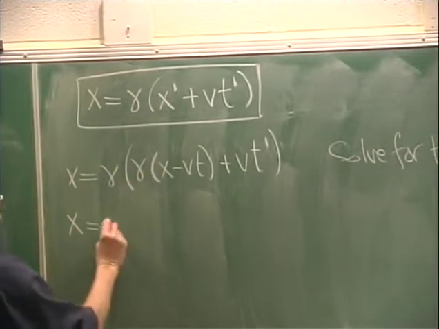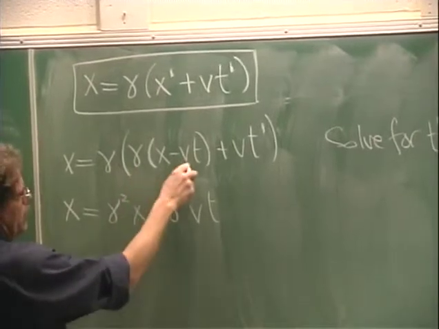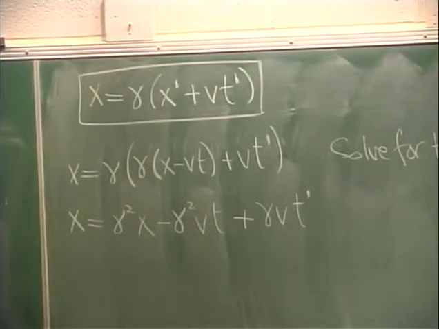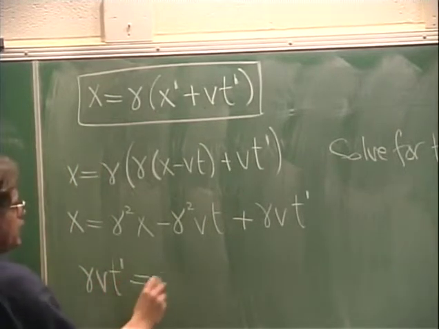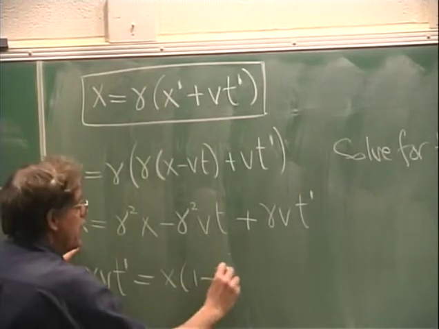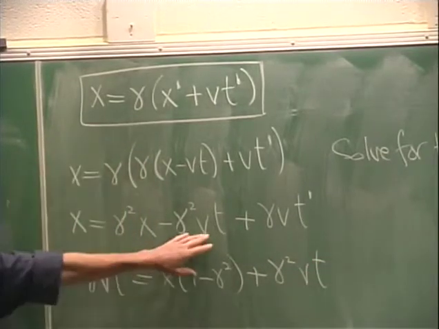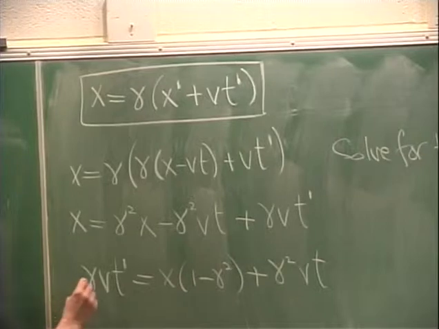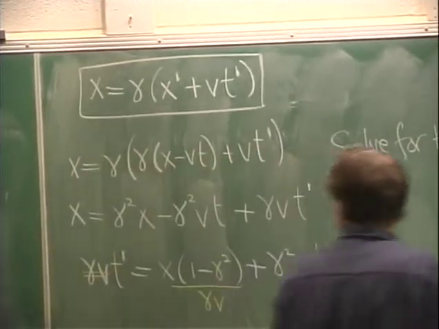So, what do I have? x is equal to gamma squared x, that's the first term, minus gamma squared vt, that's the second term, plus gamma v t prime. Now what I was solving for is t prime, so let's isolate that. Gamma v t prime is equal to, I'm going to pull all the other junk over to the other side. This is x times 1 minus gamma squared, coming from here, and then plus gamma squared vt. This term pulled over to the other side. Next step, I will divide through by gamma v to get myself just a formula for t prime.